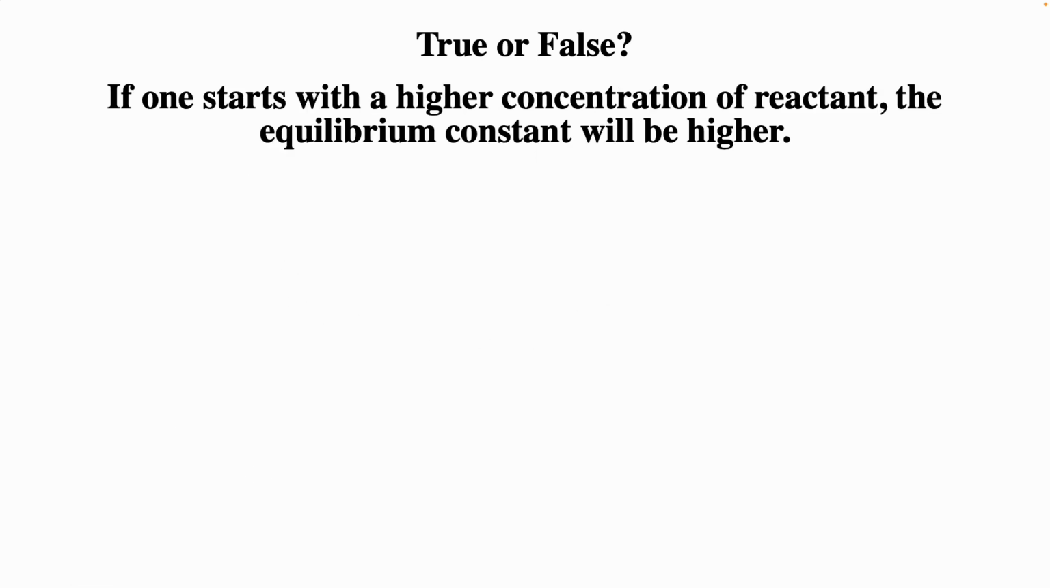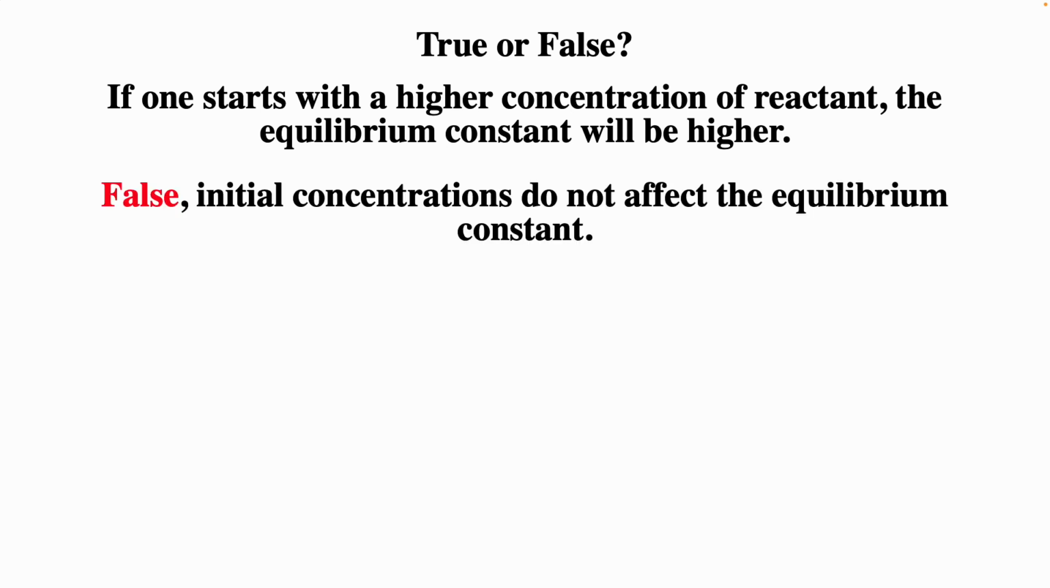True or false, if one starts with higher concentration of reactant, the equilibrium constant will be higher. And so that's false. Remember, the equilibrium constant is a constant for a specific reaction at a specific temperature. It is independent of initial concentrations. And so you tell me the reaction and the delta G values, I can tell you the equilibrium constant. And so it does not depend on the concentrations.